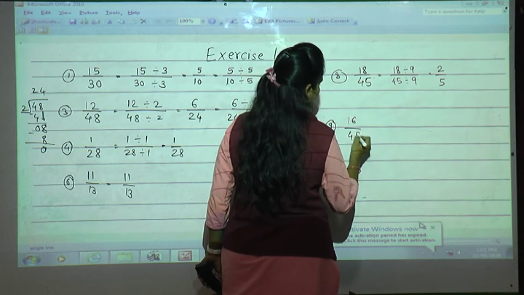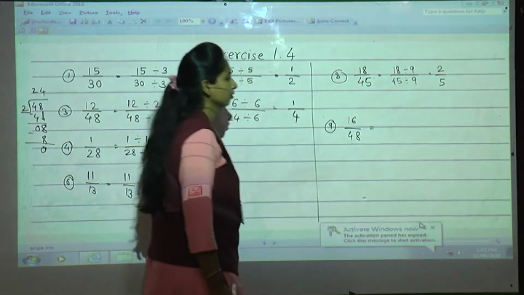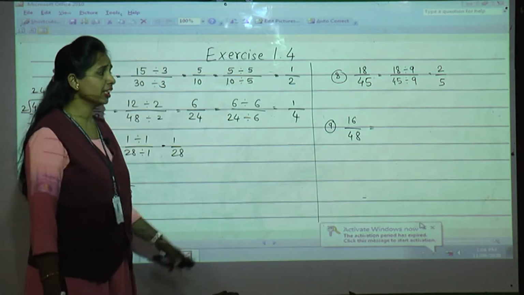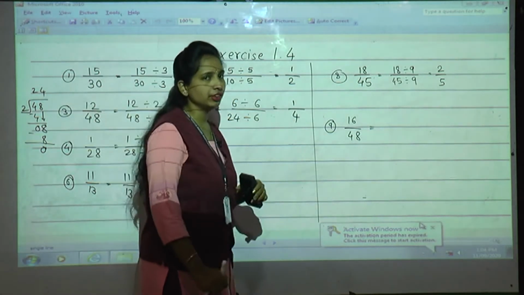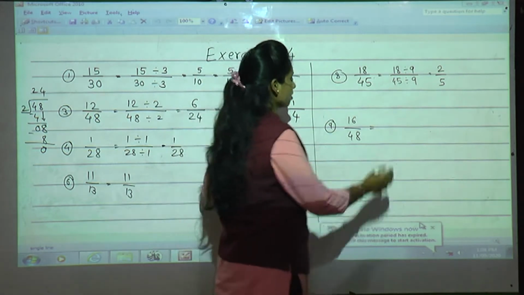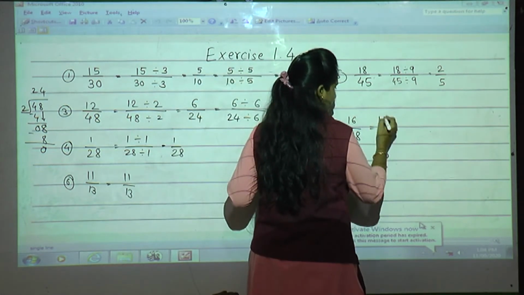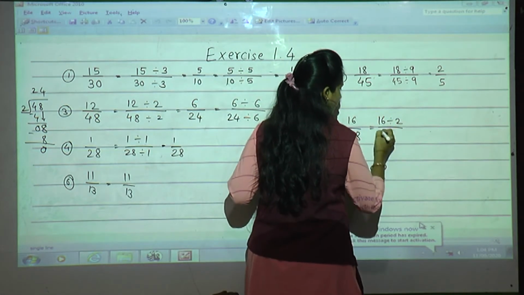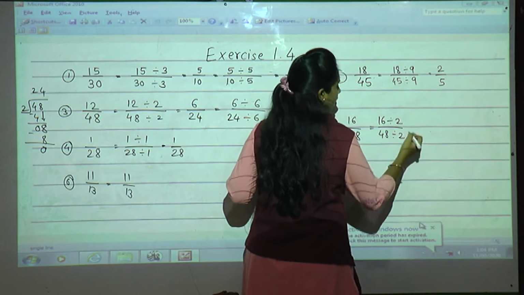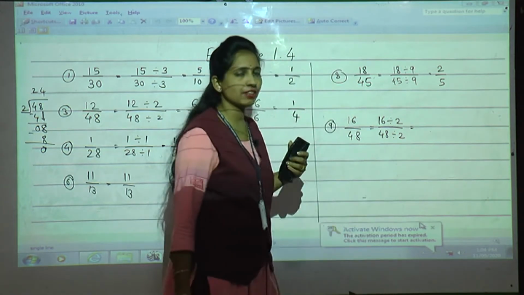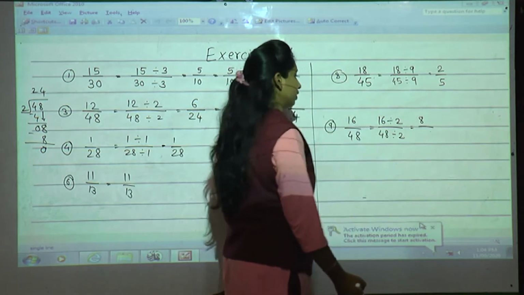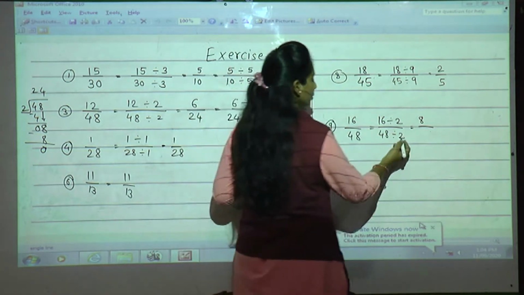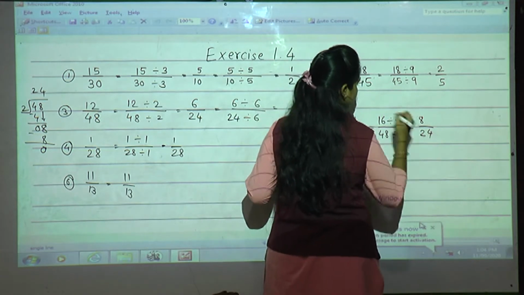16 divided by 48. Now see, I will solve this question in both ways. Both are even numbers, so we have to start dividing by 2. Tell me, 16 divided by 2? 8. And 48 divided by 2? 2 2s are 4, 2 4s are 8.